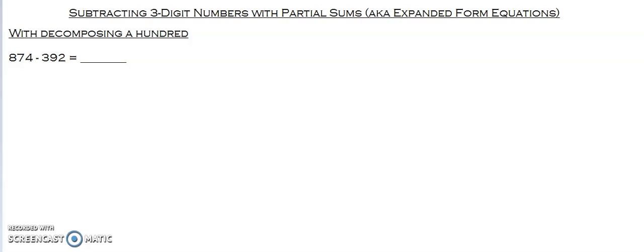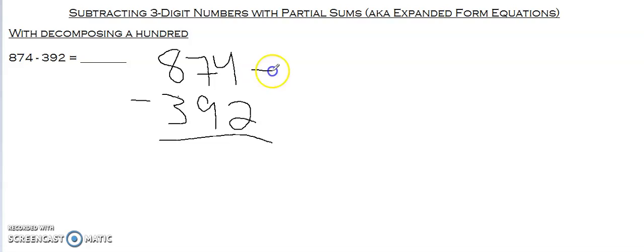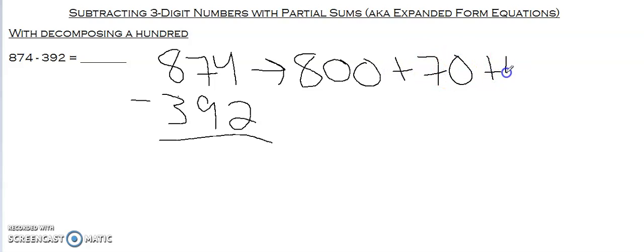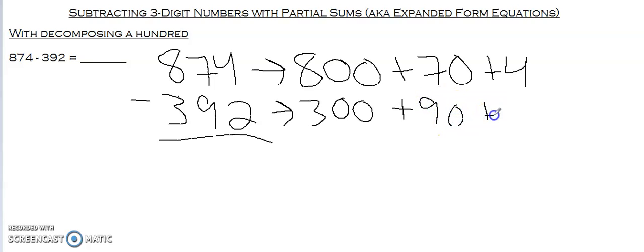Next example is when you need to decompose a 100. So we'll start the same way of putting our equation vertically. 874 minus 392. We'll put 874 in expanded form, 800 plus 70 plus 4. We'll put 392 in expanded form, 300 plus 90 plus 2. And now we can subtract.